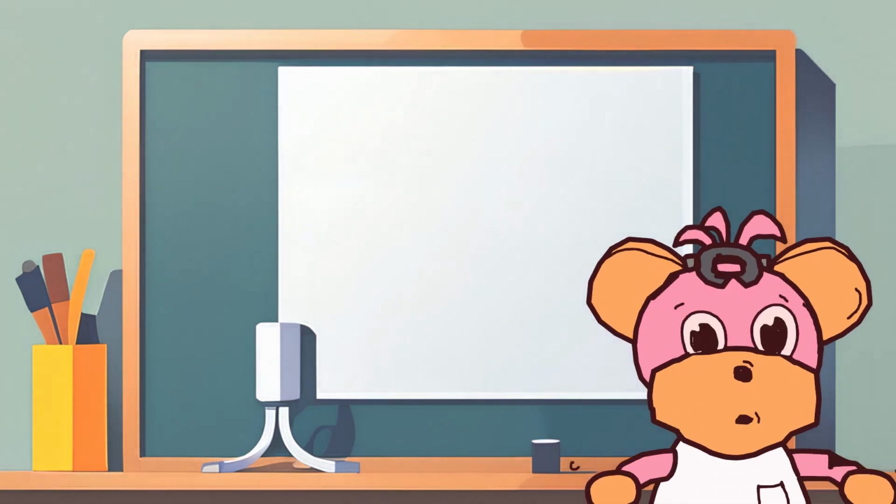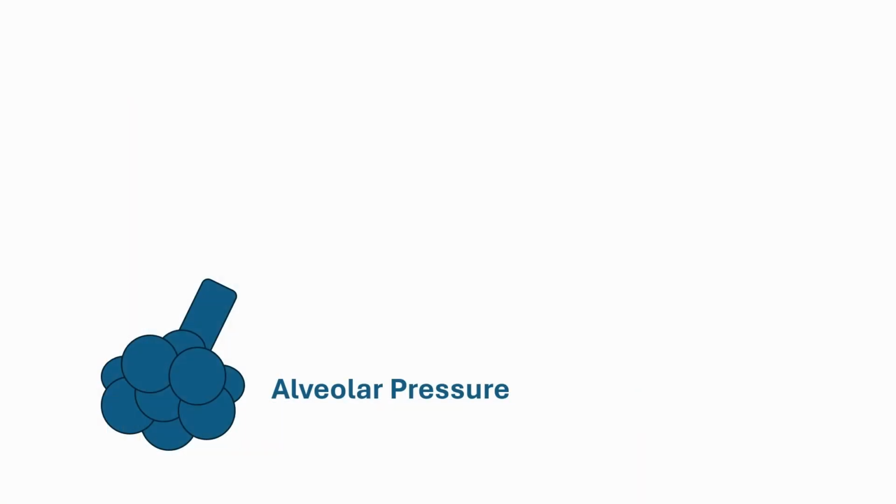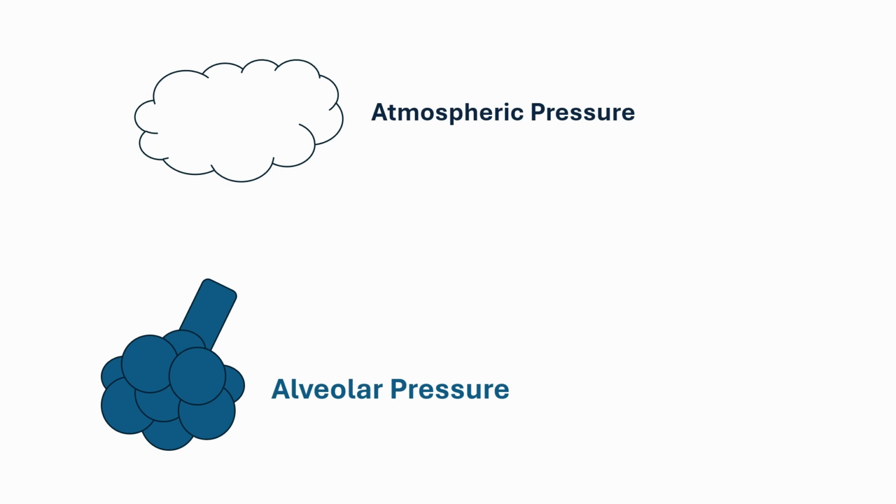Now, don't worry if the transpulmonary pressure sounds a little bit too complicated to understand. We will break it down later and look at what it tells us. But first, let's take a look at the alveolar pressure. This is the most straightforward pressure. It's simply the pressure inside of the alveoli, and it dictates the flow of air.